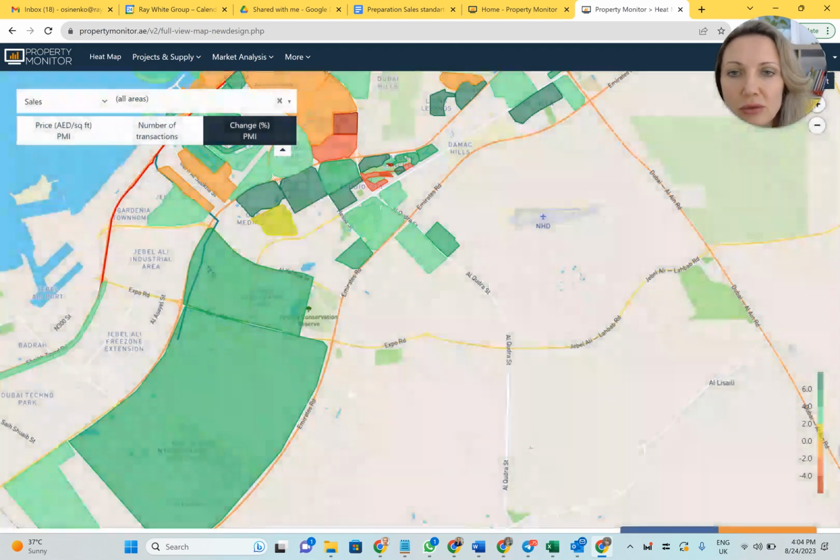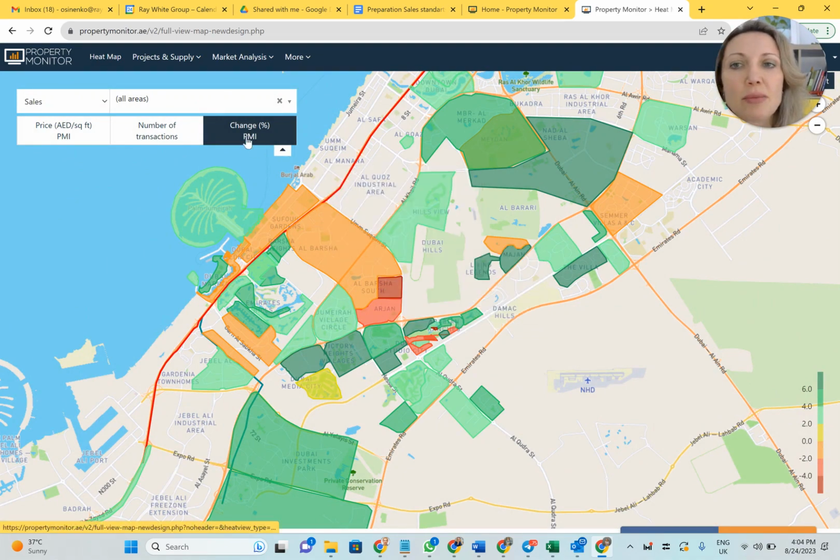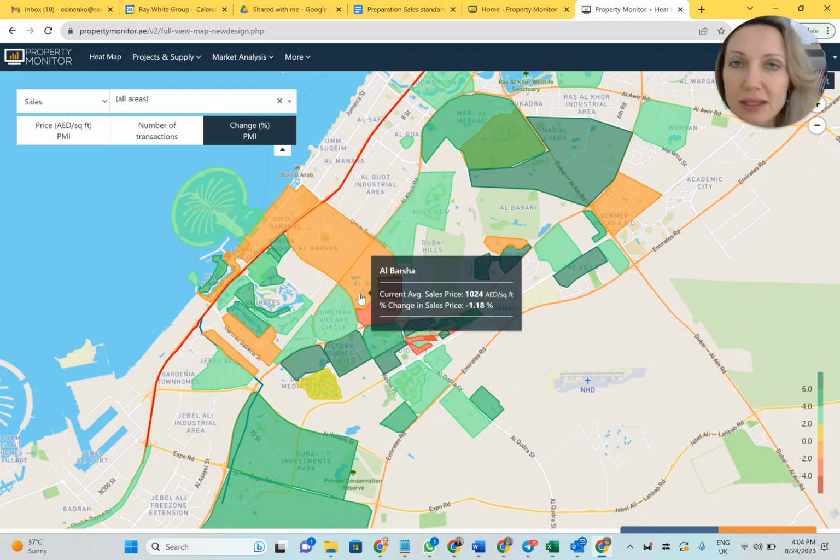For example, Dubai Science Park has a drop in the price. However, look, this is per month. So it doesn't mean that the area is in danger or the prices are dropping. We know that the graph of the market is never like a linear straight line up.